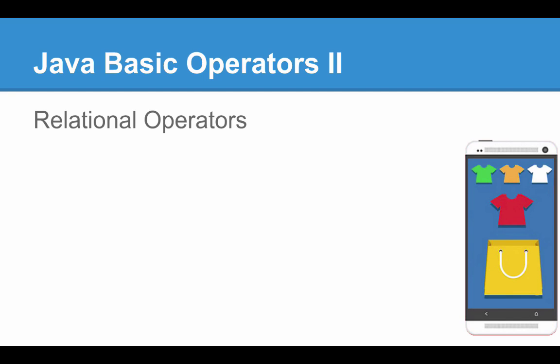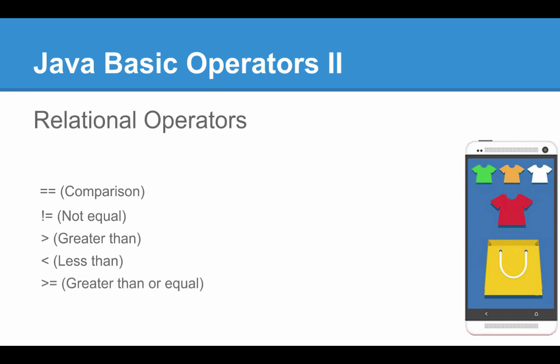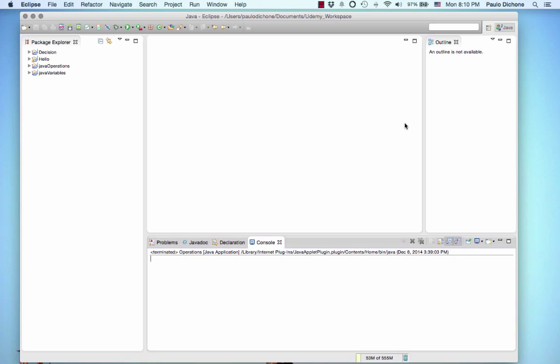These operators allow us to do comparison between two values, find out whether two values are equal or not, see if they're greater or less, see if they're greater than or equal to, and see if they're less than or equal to. Alright, now let's get started.